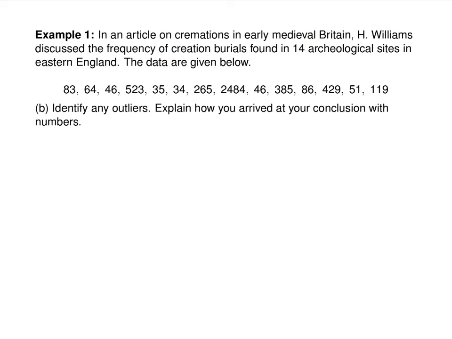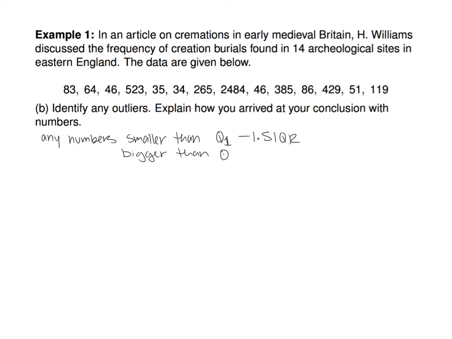Okay, next. Identify any outliers. Explain how you arrived at your conclusion with numbers. So for outliers, we have any numbers smaller than Q1 minus 1.5 IQR, that's too small, or bigger than Q3 plus 1.5 IQR. That was our threshold for what qualified as an outlier.